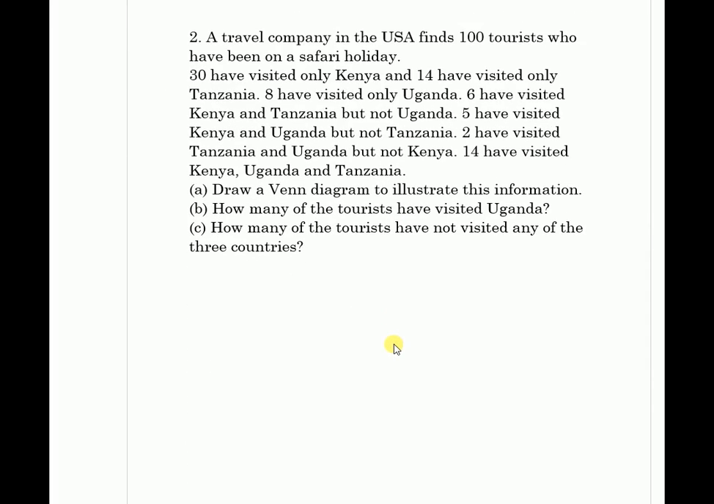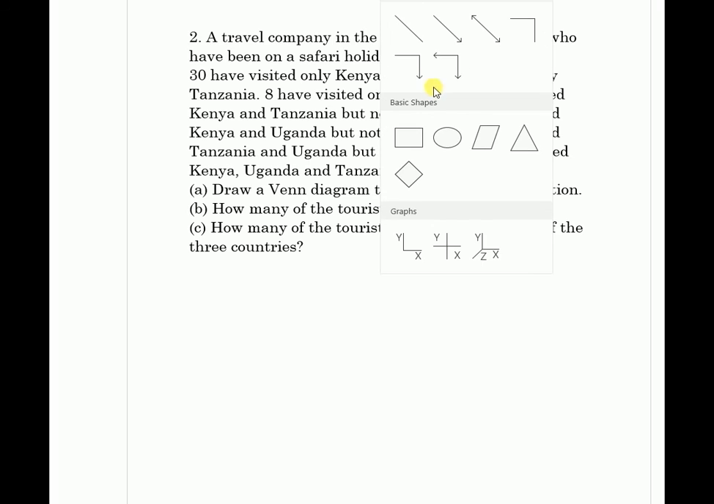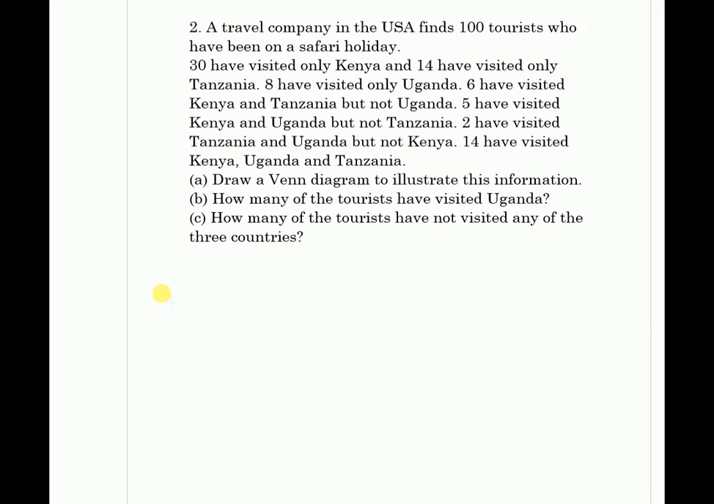This one is number 2. A travel company in the USA finds 100 tourists who have been on a safari holiday. 30 have visited only Kenya, 14 have visited. Let us see, still get a Venn diagram for this.